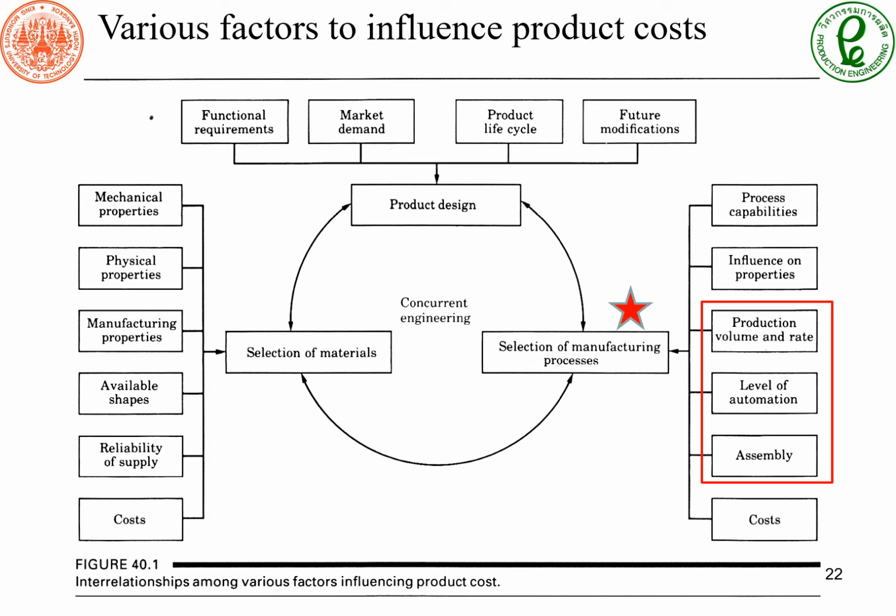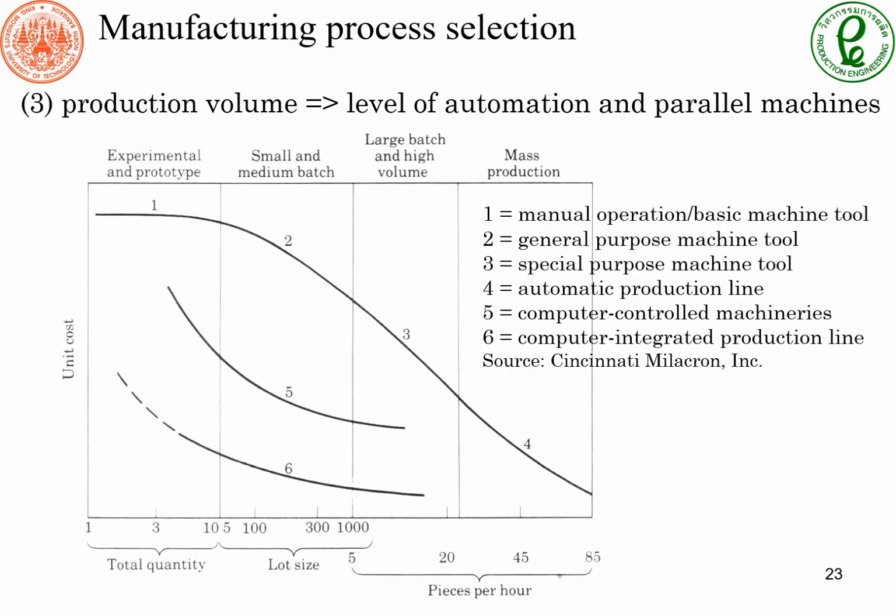The next aspect to consider is required production volume or rate. This determines the level of automation required for our manufacturing processes. When we need to make a few pieces of product for experimentation or to make a prototype, we may need to use level 1, which is manual operation or basic machine tools. These are the manual lathe and milling machines in our machine shop.